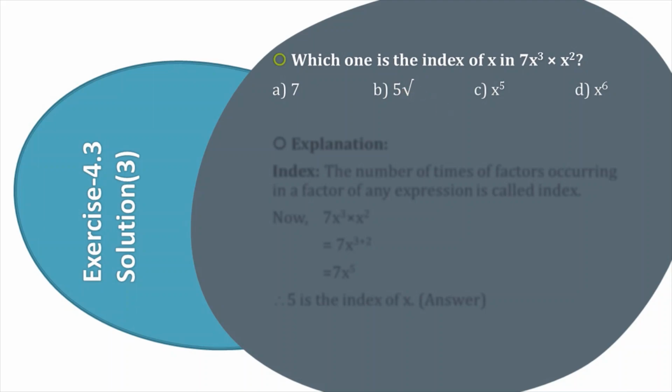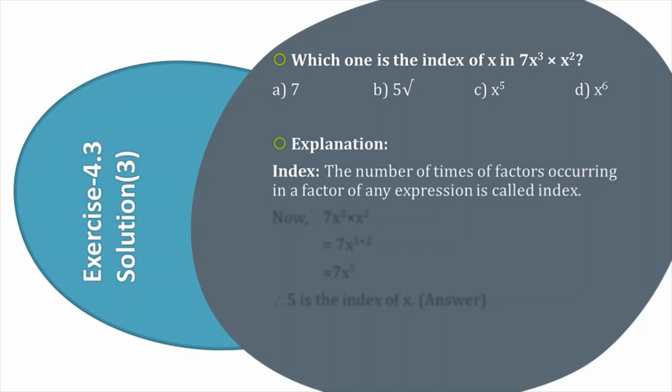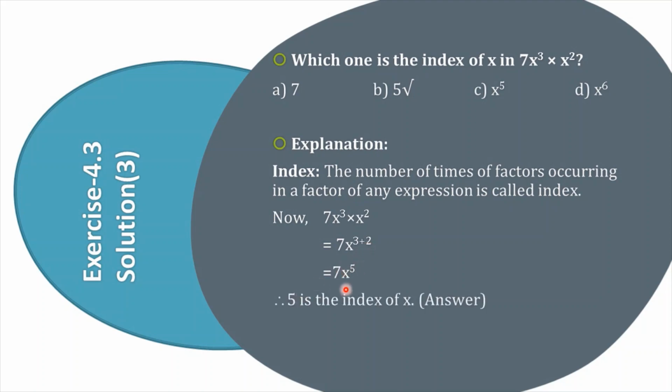Let us see the explanation how we can get this result. Explanation: index. At first we have to know the definition of index. What is index? The number of times of factors occurring in a factor of any expression is called index. Let us see the example, my dear. Now 7x cube multiplied by x square, and as you know, in the same variable the power will be addition, because here there is a multiplication sign, and in the same variable, if the multiplication sign is between them, then the power will be added. So 7x to the power 3 plus 2, that is 7x to the power 5. As you can see, therefore 5 is the index of x.